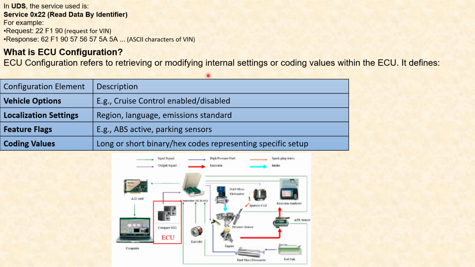Now, what is ECU configuration? ECU configuration refers to retrieving or modifying internal settings or coding values within the ECU. It defines vehicle options, localization settings, feature flags, and coding values. For example, vehicle option means whether cruise control is enabled or disabled. Localization setting means region, language, emission standard, for example whether it is from India, America, Europe or Japan, which is clearly identified. Feature flags indicate whether ABS, the anti-lock braking system, is active, and what parking sensors are present. And coding values are long or short binary or hex codes representing a specific setup.